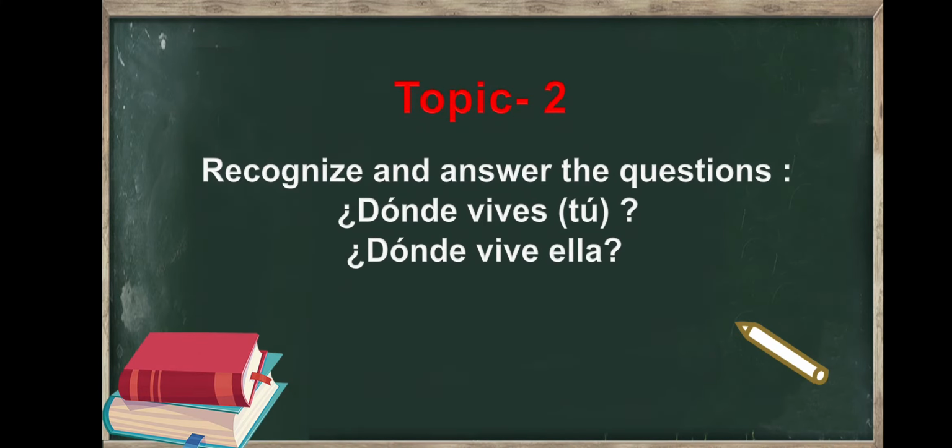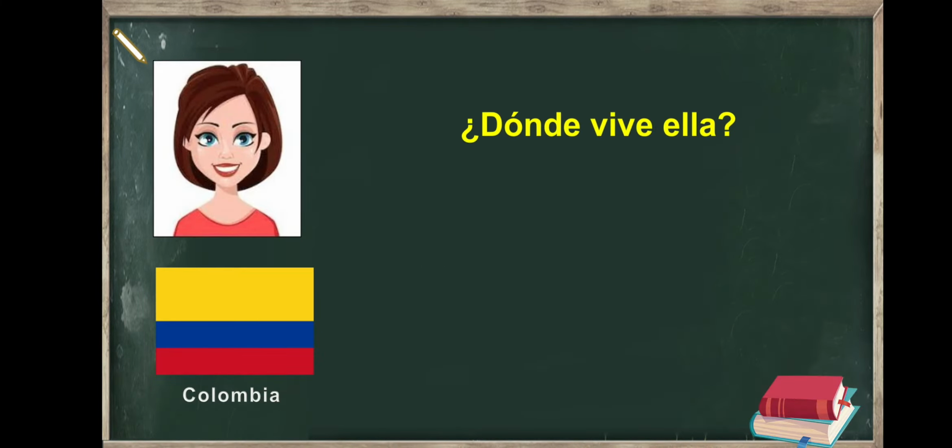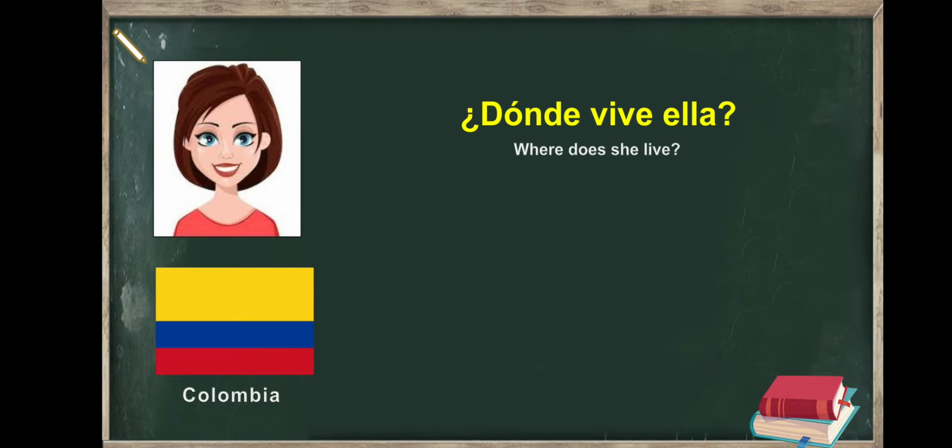Topic 2. Here you have to recognize and answer the questions like ¿Dónde vives tú? and ¿Dónde vive ella? ¿Dónde vive ella? Which means, where does she live? Can you see the picture and guess? So the answer is ella vive en Colombia, which means she lives in Colombia.